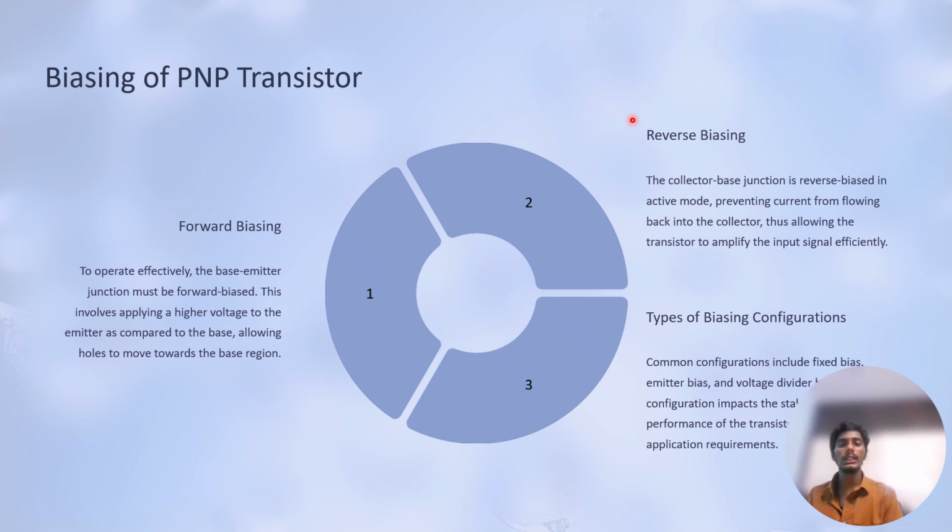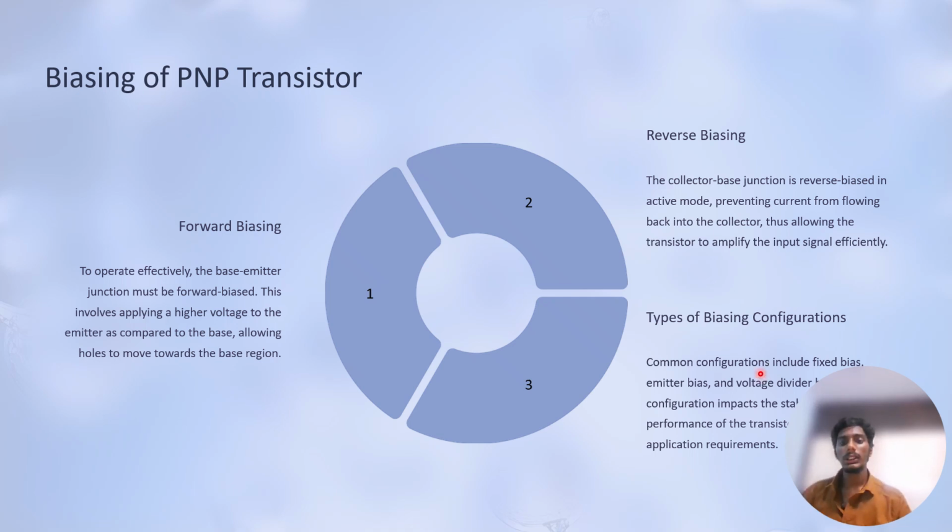In this reverse bias condition, the electrons are combined with the holes because the depletion region is very large. That's why it is considered the reverse biasing condition. In this reverse biasing condition, the transistor will amplify the input signal and improve the efficiency of the signal.